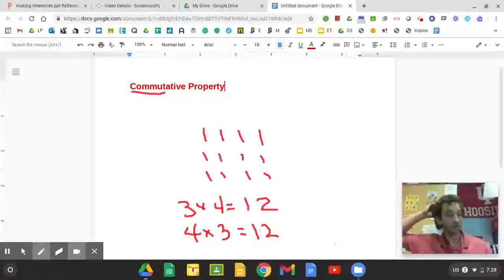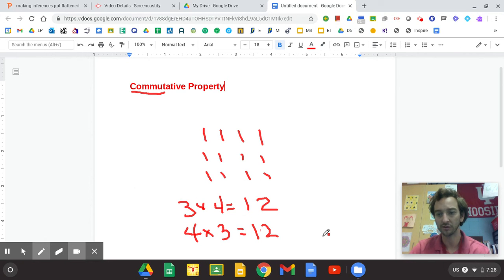Commutative property is pretty simple. It doesn't matter which way you write your multiplication problem, you're still going to get the same answer.